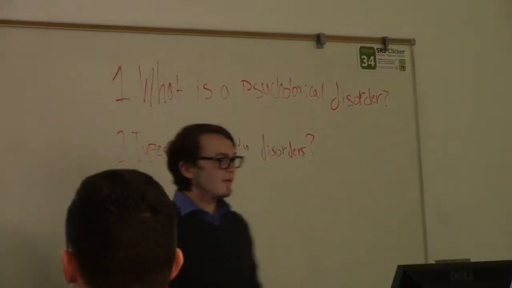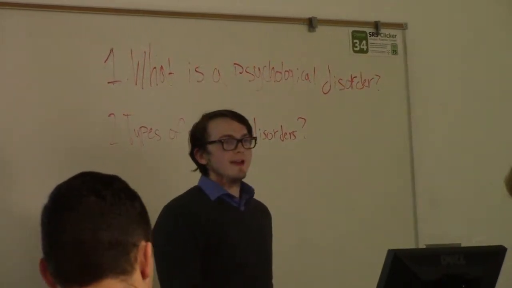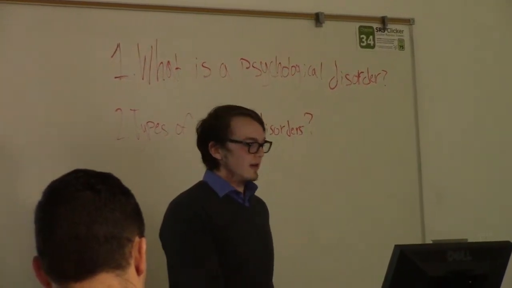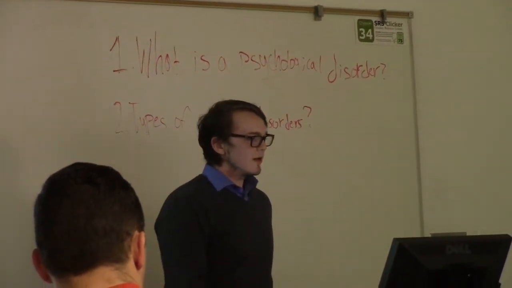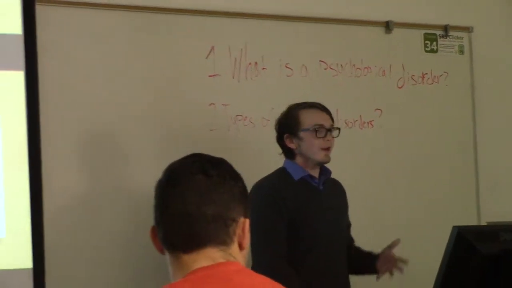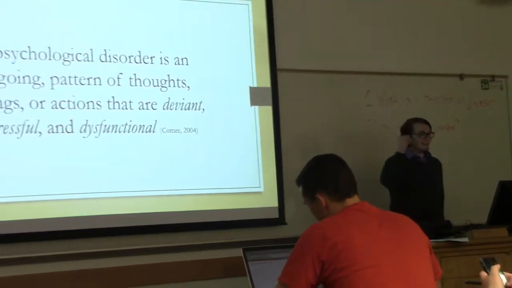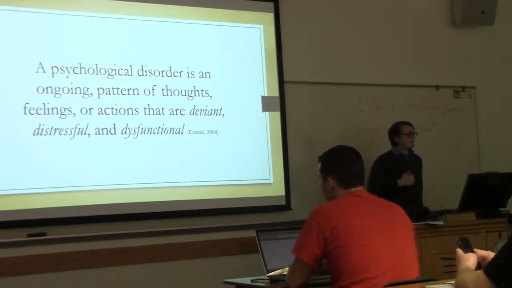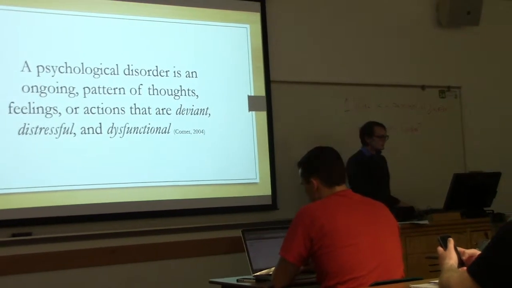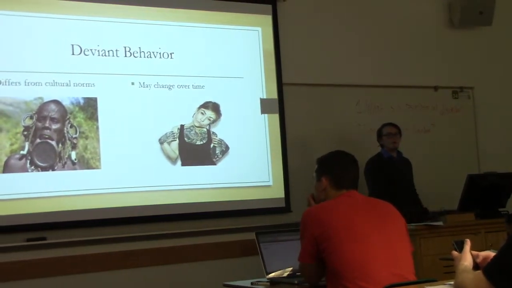Okay, so first we're going to talk about psychological disorders, and what makes a behavior an abnormal or a psychological disorder. The first thing is there's the 3 Ds they call it, and it's distress, dysfunction, and deviant. So a deviant behavior is something that's different from the culture.